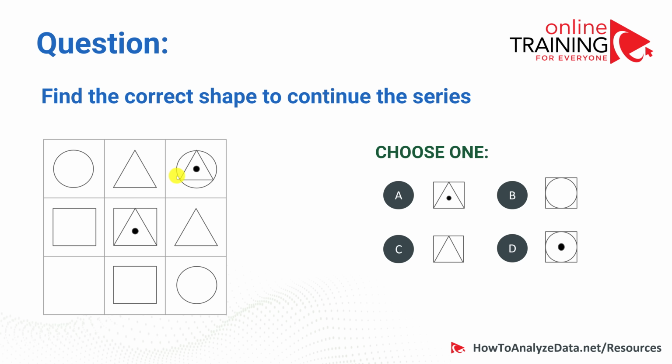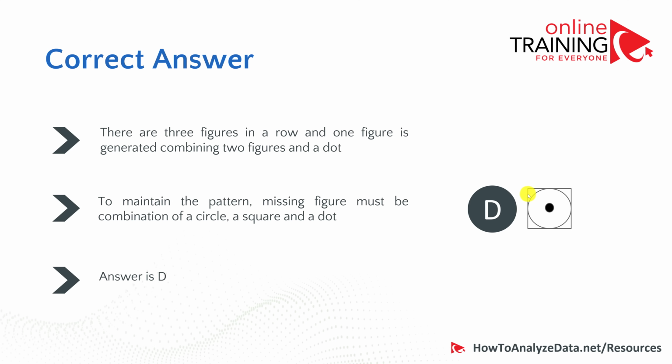Knowing the first pattern, we can exclude choice A because in the third row, we have a combination of squares and circles. So the correct choice is D because it matches all 3 patterns. We have a circle inside of the square and then we have a dot in the middle. So the correct answer is D. Hopefully you've got this one right.